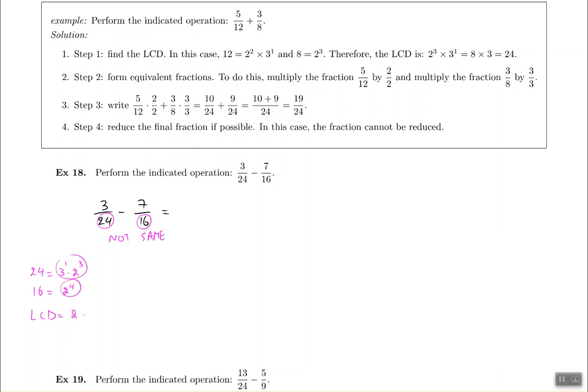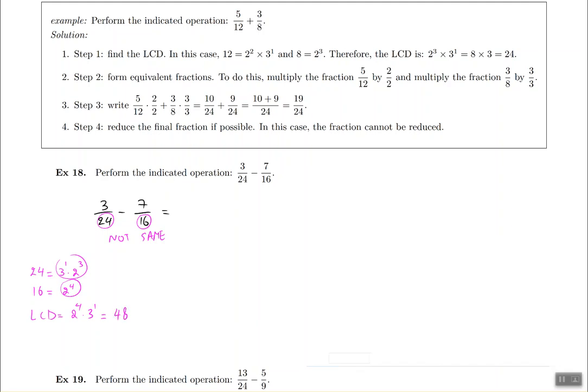So the LCD, looking at both of these answers, I can see that the base 2 and the base 3 showed up. The base 2 showed up 4 times, that's the most, and then base 3 showed up once, the most. So multiplying these two answers, I can get the solution and find out what the LCD is.